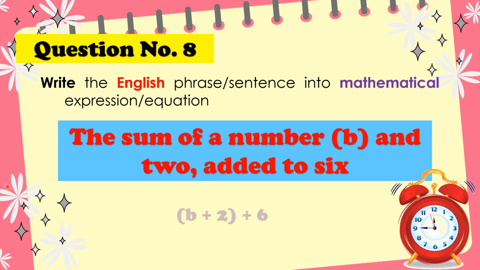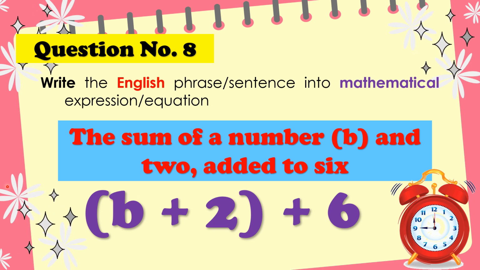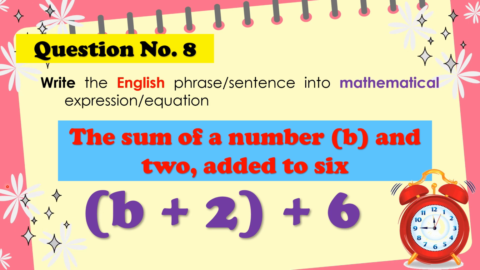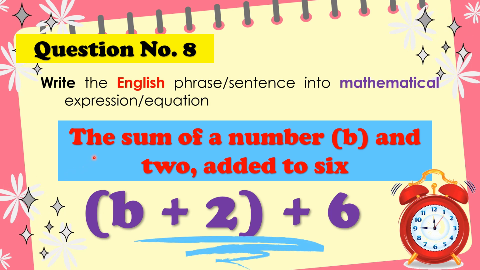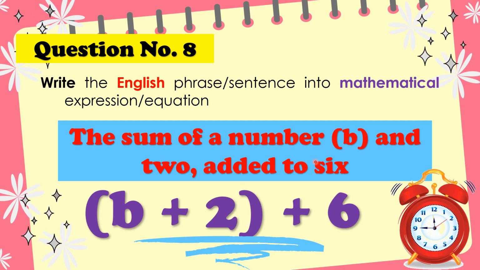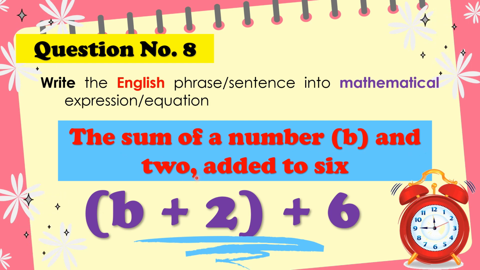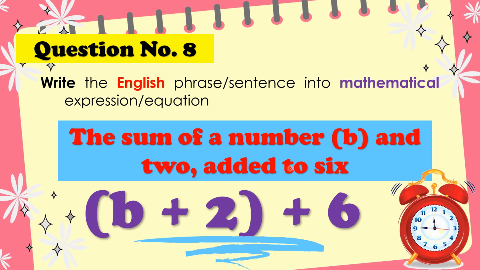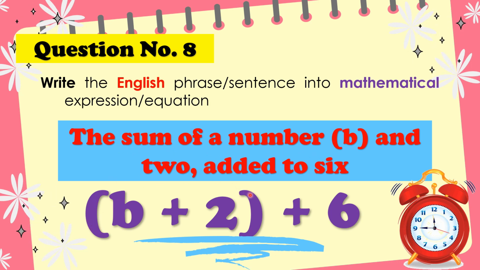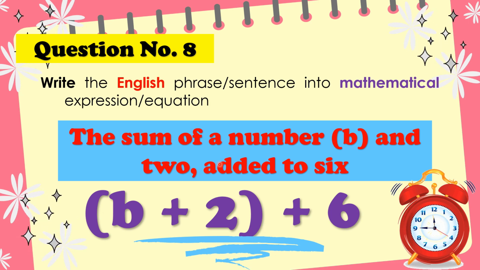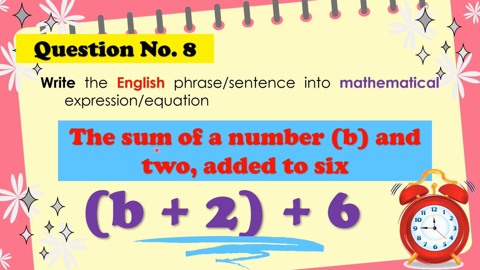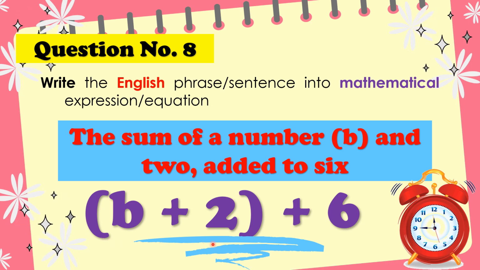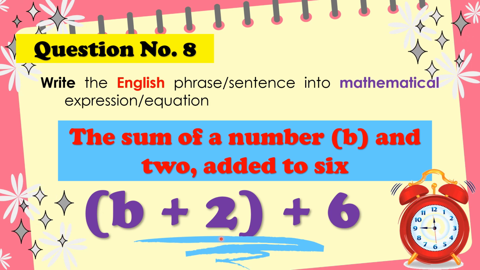What is the answer? Quantity b plus 2 plus 6. So, nakita natin na una nating pinagsama is yung the sum of a number b and 2. Since separated yung operation na yan dito sa added to 6, nakalagay siya sa quantity symbol para ma-indicate natin or maipakita natin that they are grouped with each other.